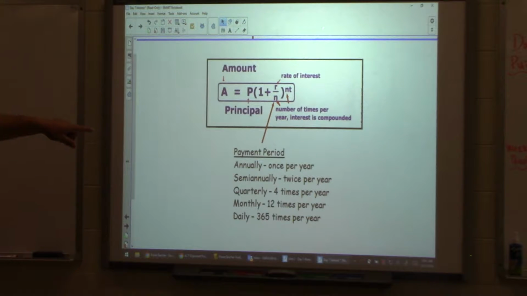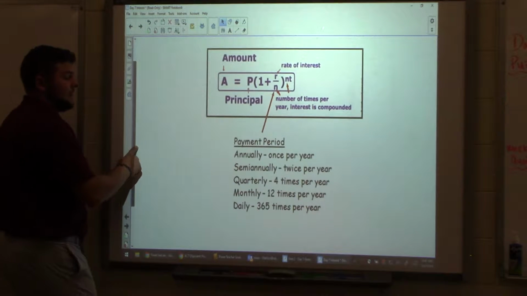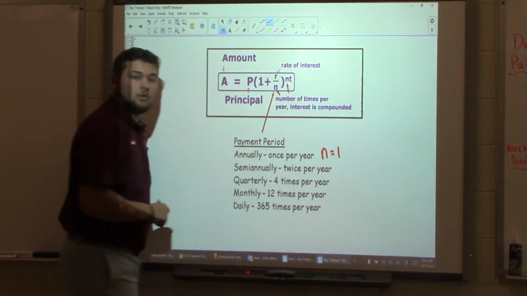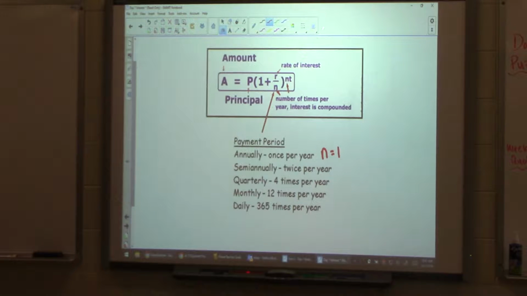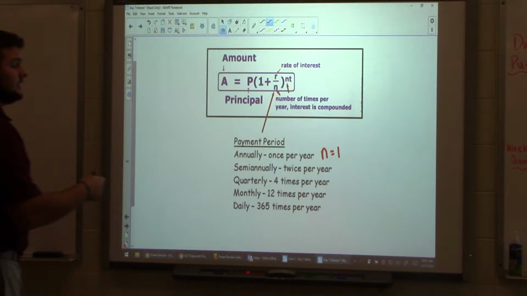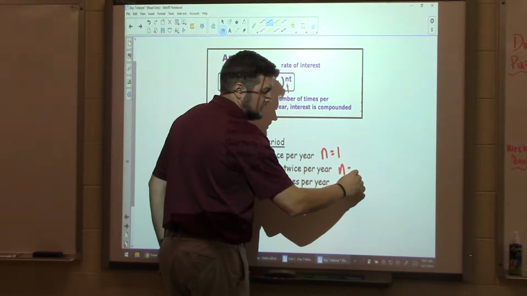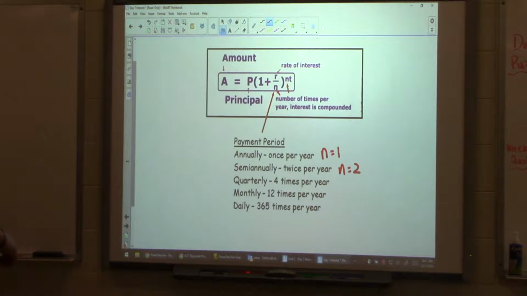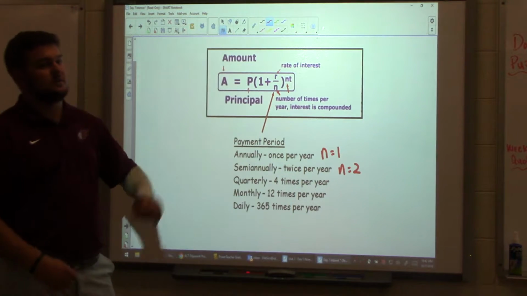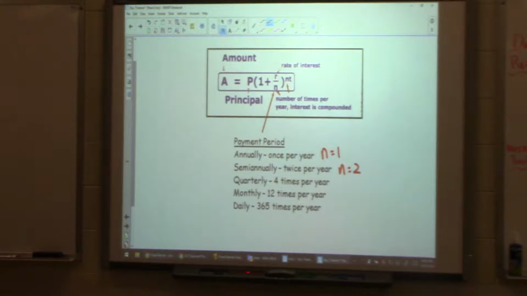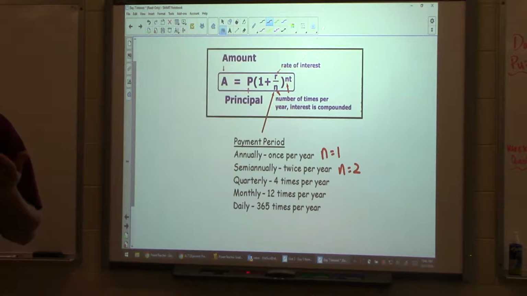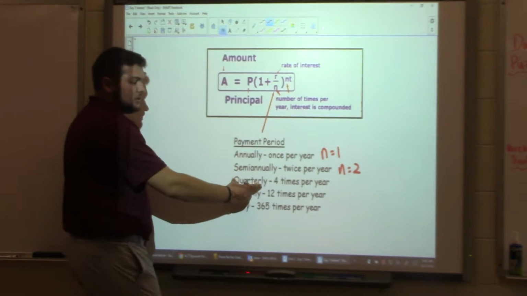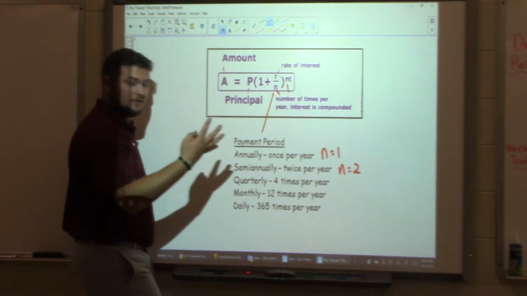If you look down here, the payment period: if it says compounded annually, that means it's once per year, and that means N would equal 1. If it's semi-annually or biannually, it would be twice per year, or N equals 2. Yes, sir? Is that payment period going to be on the test? Will this be given to you on the test? No. So you've got to know, but think about it. Semi-annually, that means it happens twice. Annually, that means once per year. Something happens annually, like a 53rd annual event, that's once per year. Quarterly, 4 times per year, so N would equal 4.